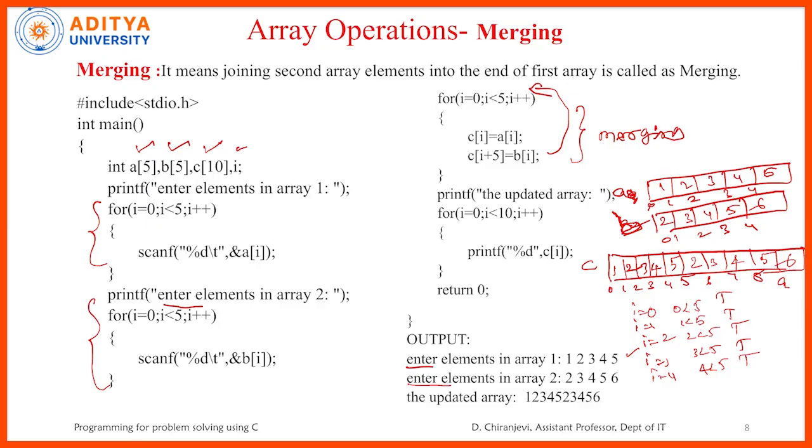After that I plus plus, I value is 5. So 5 less than 5, this is false. When this is false, control will come outside. Now the message will be displayed, the updated array. After that, the total number of elements in the third array is 10.